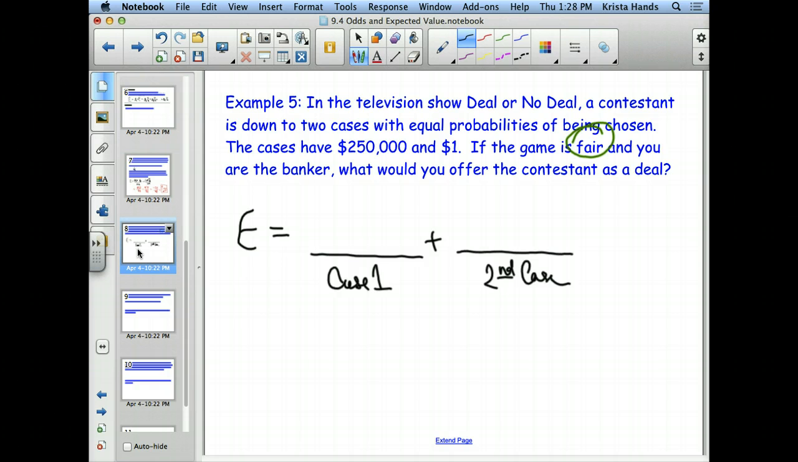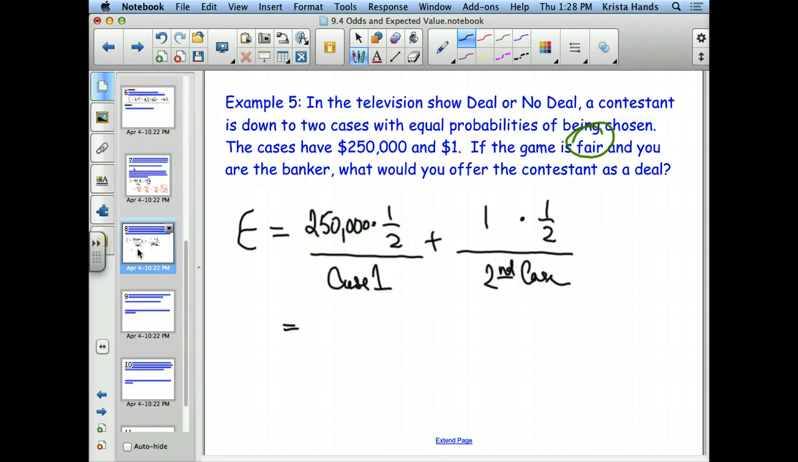Okay, so what is the probability for case 1? 1/2. How do you know? There are only 2, and it says we have an equal probability of them being chosen, right? So there's 1/2 probability on the first case, which means the second case also has a probability of 1/2. What is the outcome of case 1? $250,000, yay you. Right? What is the outcome of case 2? $1.